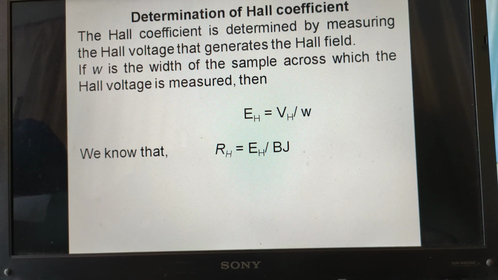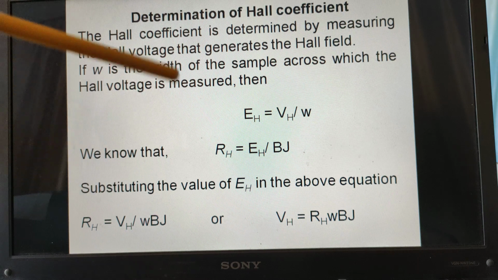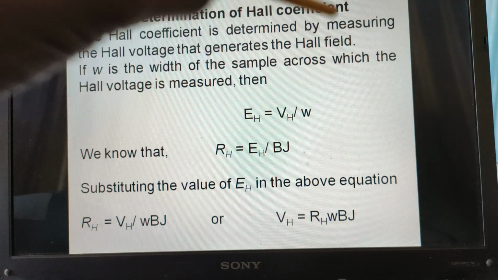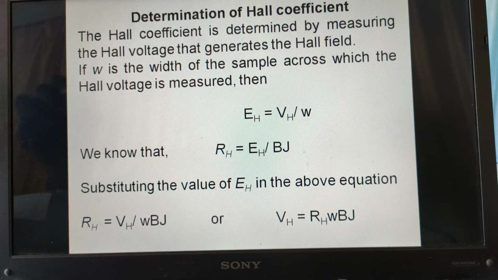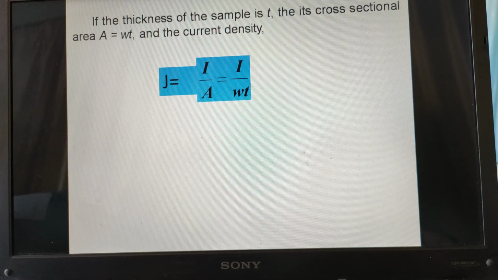As we have already calculated, RH is equal to EH divided by VJ. Just by substituting the value of EH as VH by W, finally we have the formula RH is equal to VH upon W VJ. This formula we normally use for experimental calculation of the Hall coefficient. As well, if we want to calculate carrier concentration, we can use the formula RH is equal to 1 upon NE.